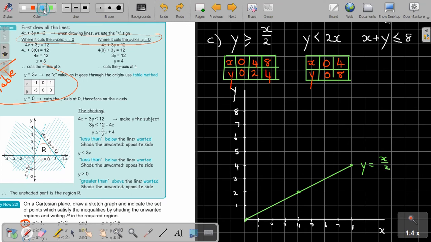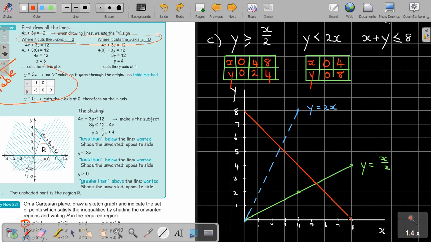Then my other line, let's take this one. So this is 0 and 0 again, and this is 4 and 8. It's going to be there. Again I draw my line, and this is y is equal to 2x. And then the last one, can you recall? This one is not a solid line, so don't forget to make it a broken dotted line. The last one is again a solid line.